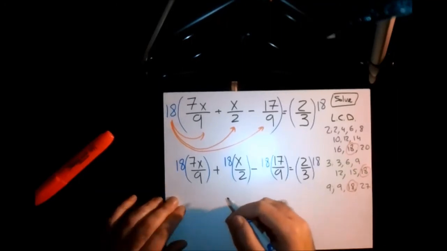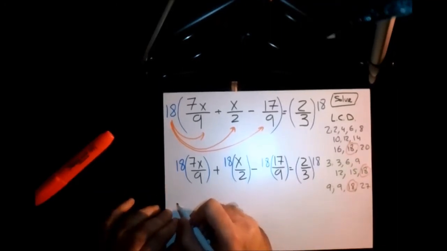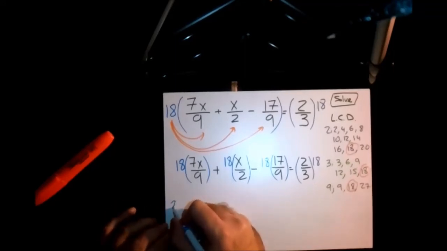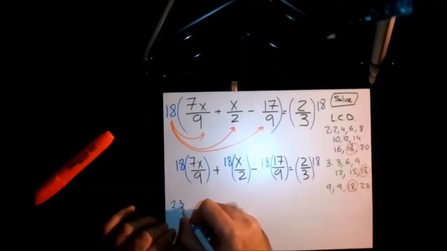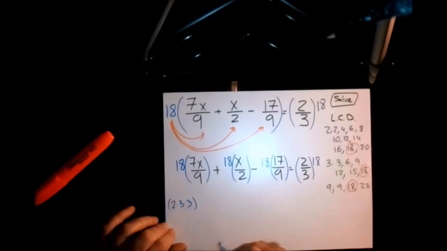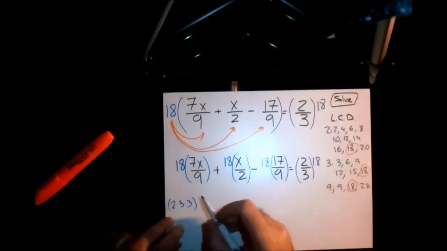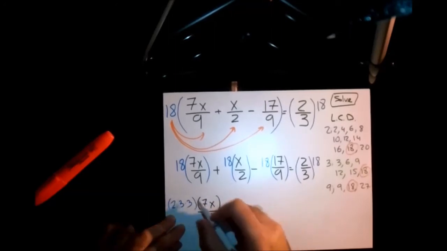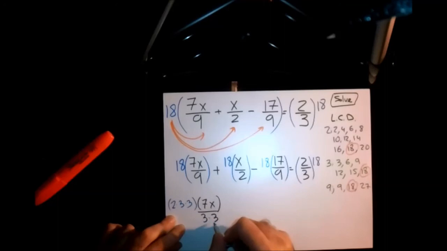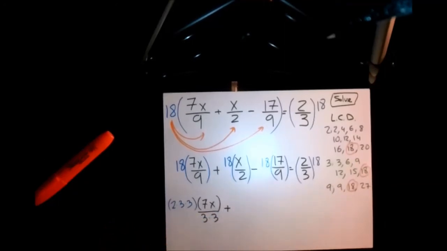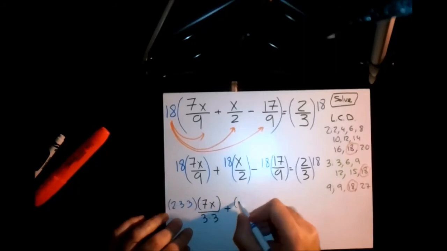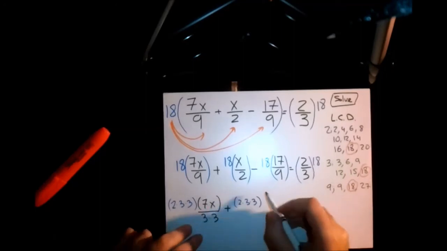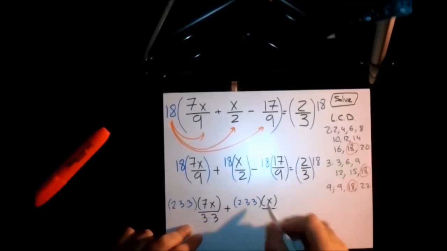So I'm going to break down the 18 into 2 times 9. And 9 is 3 times 3. So let's see if I have enough space. 2 times 3 times 3, that's 18. The 7 I can't really break down into anything, so I'm going to keep it as is. It's 7 times x. The 9 I can break down into 3 times 3. Plus, I'm going to do the same thing here. It's 18, so it breaks down into this. The x I can't break down into anything.